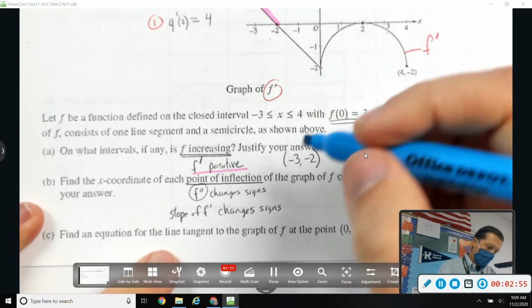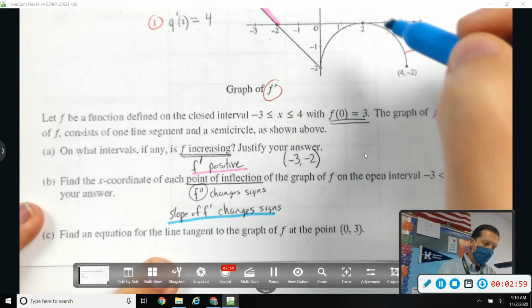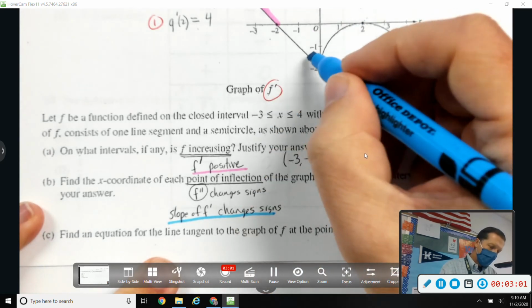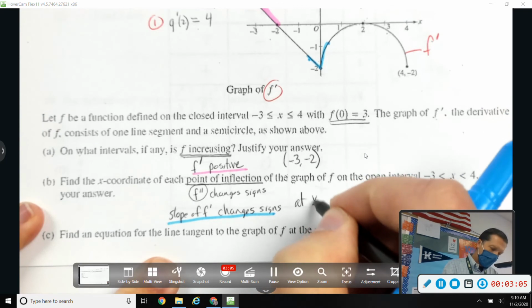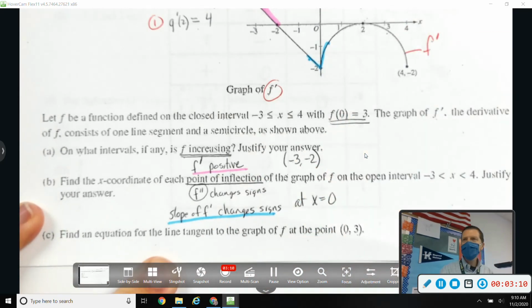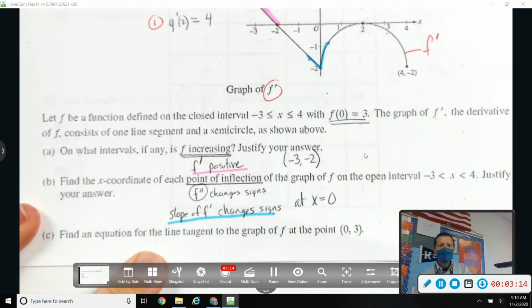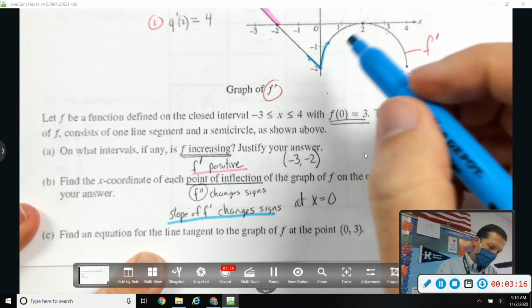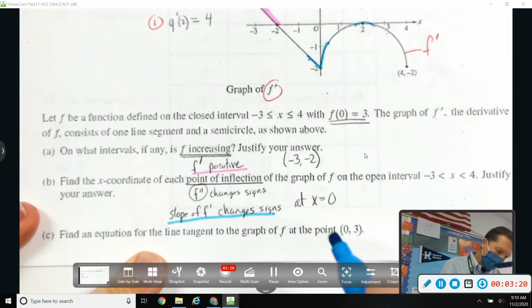Let's see. So I'm looking for just increasing, decreasing of f prime. So right there it changes. At x equals 0, it goes from decreasing to increasing. It's also a cusp, so who knows, the graph is probably weird there. But the slope of f prime changes. And then it changes also at x equals 2.